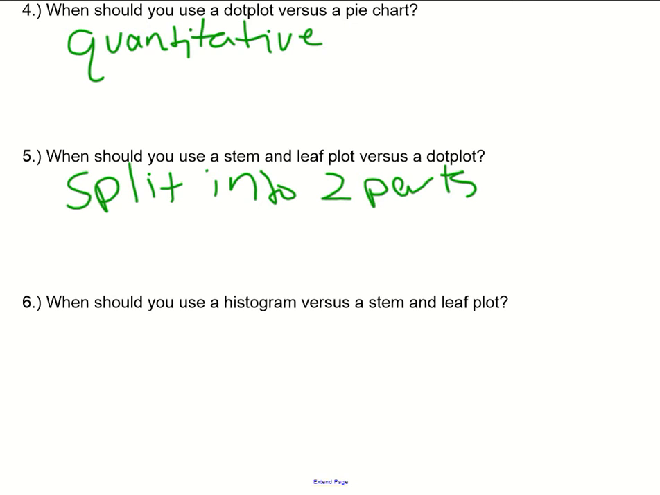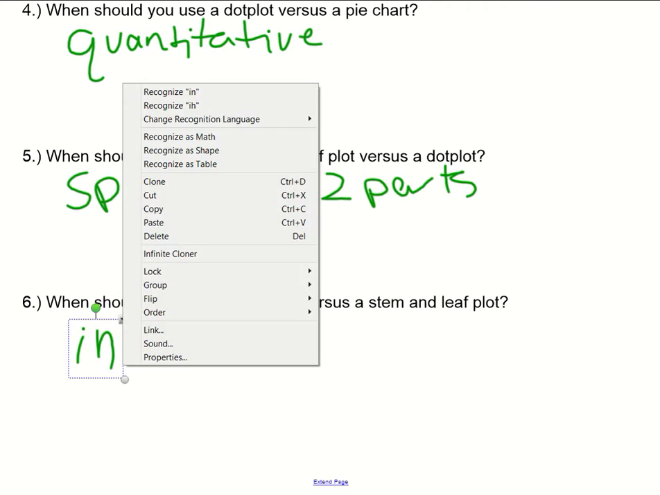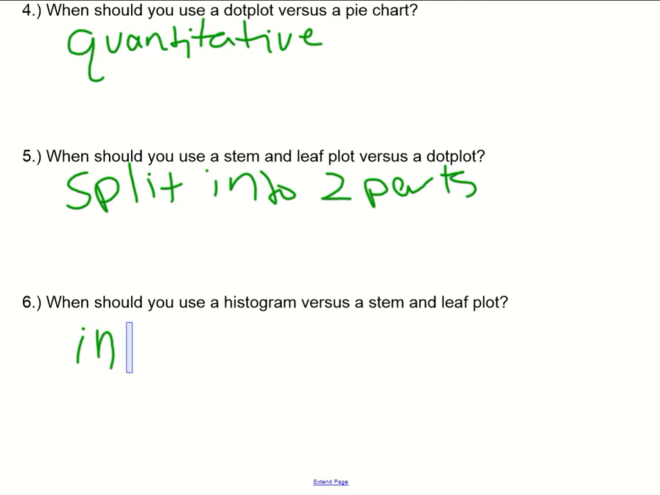And when do you use a histogram versus a stem and leaf plot? Well, histograms are talking about intervals. So when you have to deal with intervals, that's when you want to use a histogram.